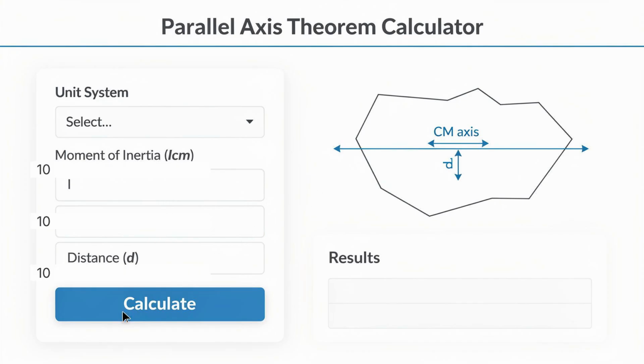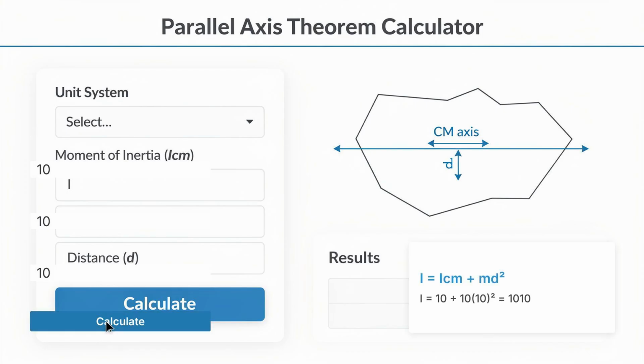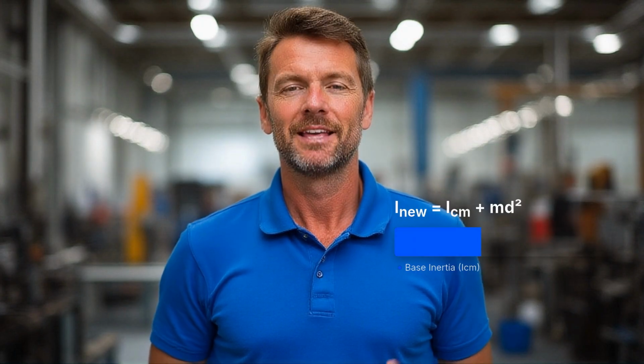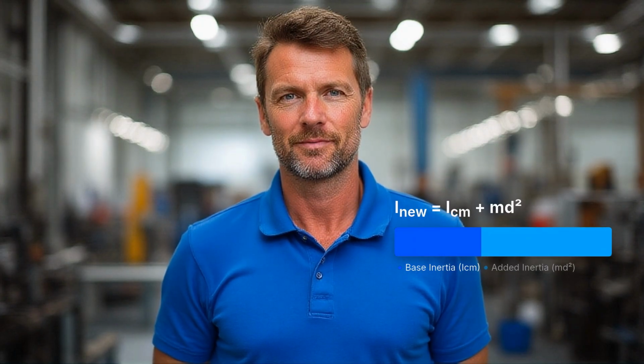Click Calculate Moment of Inertia. The calculator applies the parallel axis theorem to compute the new moment of inertia about the parallel axis. This result accounts for both the object's original inertia and the additional inertia due to the displacement from the center of mass.